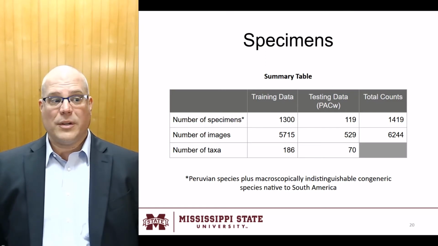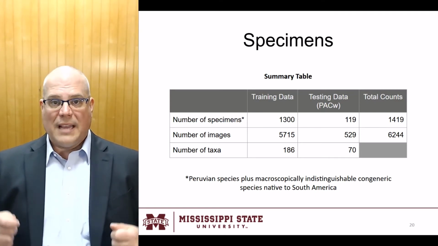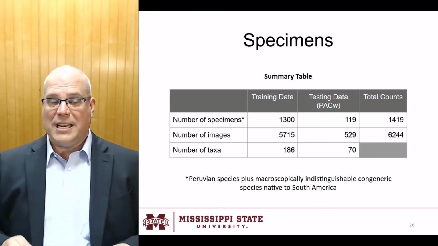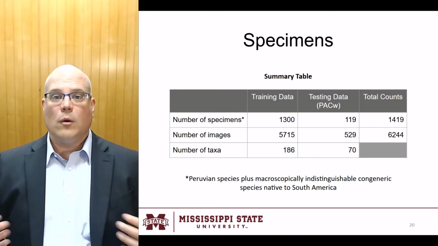Please note that asterisk. It says Peruvian species plus macroscopically indistinguishable congeneric species native to South America. What that means is, even if the specimen was not from Peru, as long as it belonged to the same genus and it was native to Amazonian South America, we included it.